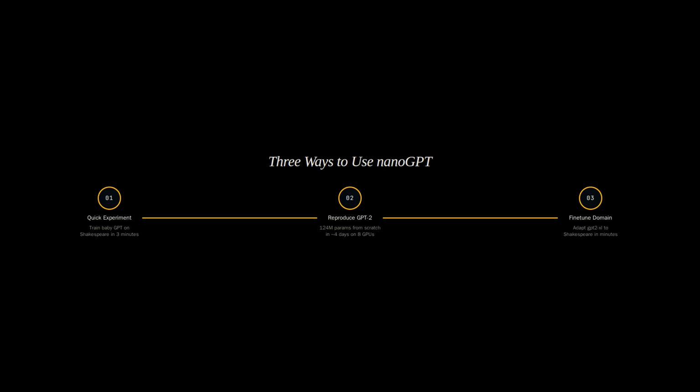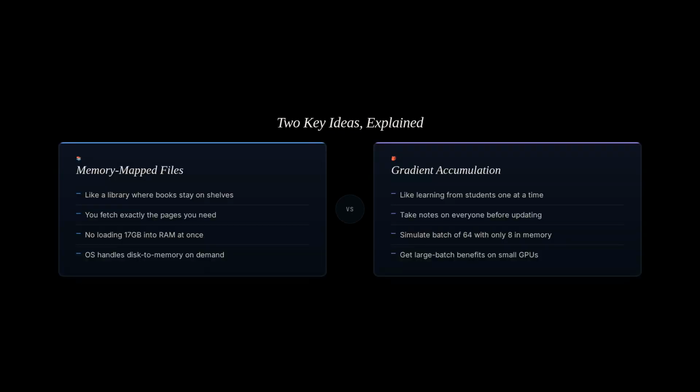2 clever techniques make nanoGPT practical. Memory-mapped files mean the training script never loads all 17 gigabytes of tokens into RAM at once. It's like fetching library books on demand instead of carrying them all. And gradient accumulation lets you simulate huge batches by processing smaller chunks and accumulating their gradients before updating weights. You get the training quality of a large batch even on a laptop GPU.